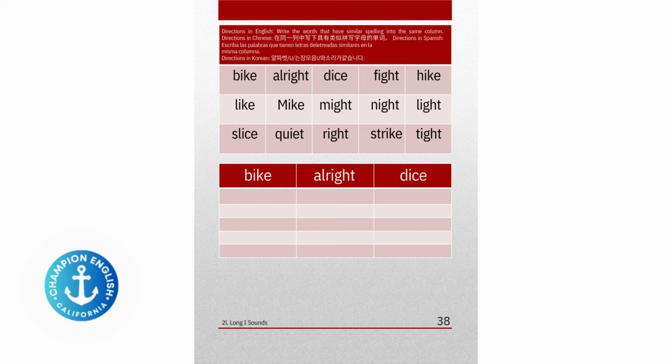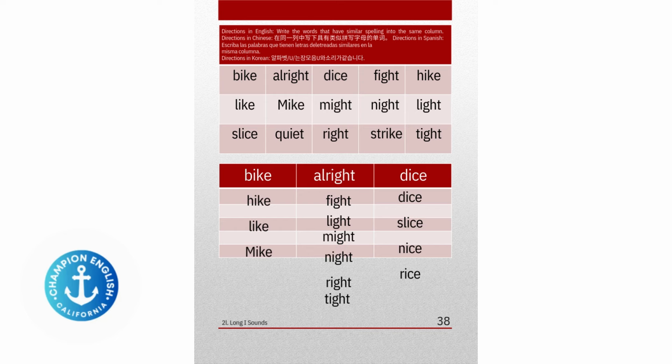30, 29, 28, 27, 26, 25, 24, 23, 22, 21, 20, 19, 18, 17, 16, 15, 14, 13, 12, 11, 10, 9, 8, 7, 6, 5, 4, 3, 2, 1, and 0. Okay, students, time is up. Please go to the next page to see the correct answers for your long I sounds.